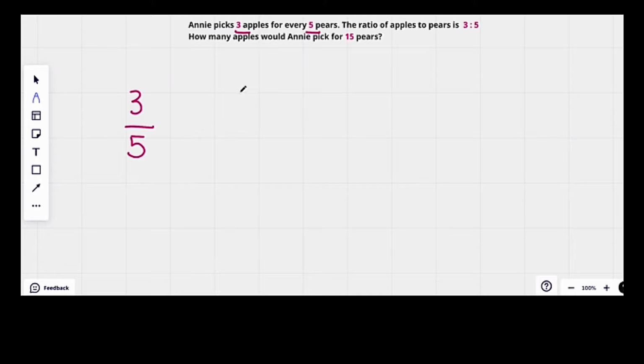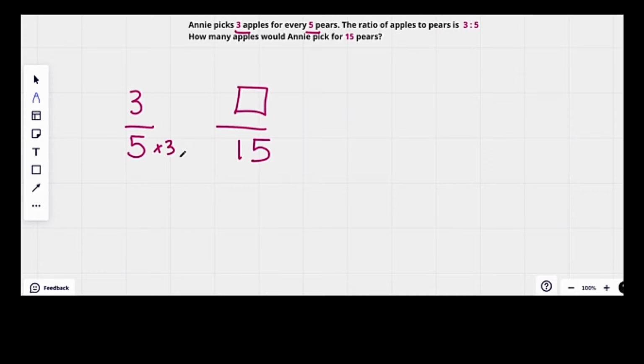We're trying to find out how many apples, so the missing number is here, if we get 15 pears. So once again, we're trying to find an equivalent fraction to 3 over 5. And in order to do that, we had to multiply both numbers by something. So what did we multiply the 5 by in order to get 15? We multiply the 5 by 3, because 5 times 3 equals 15.